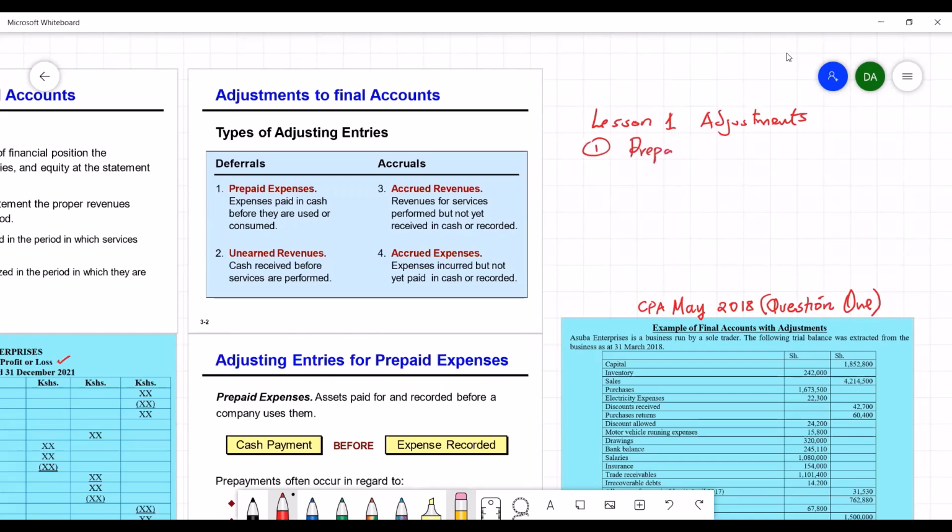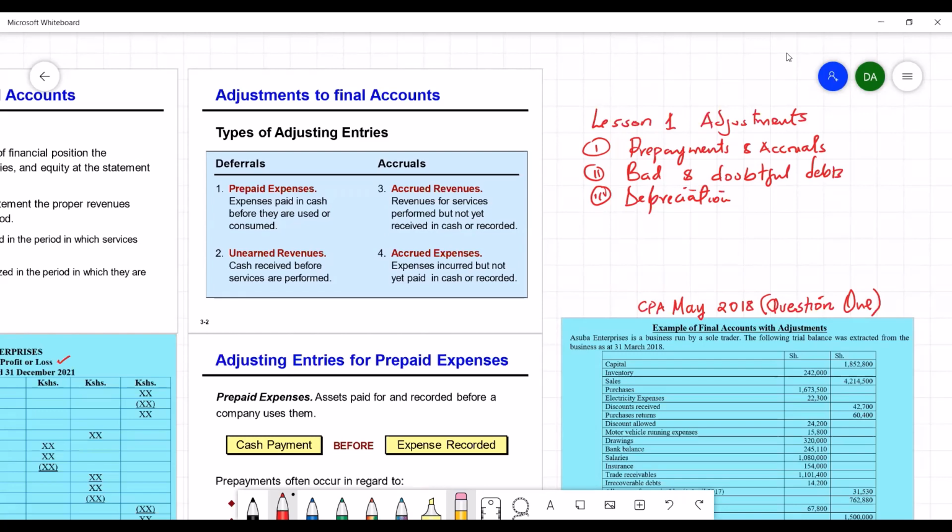prepayments and accruals, bad and doubtful debts, depreciation. I'll cover these three adjustments.